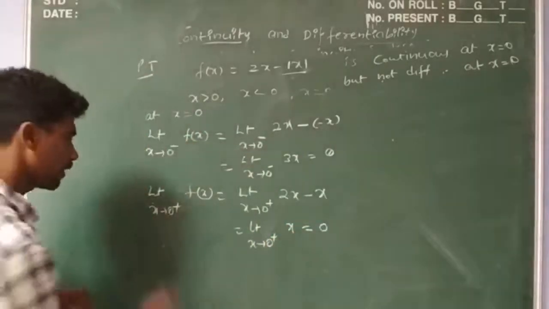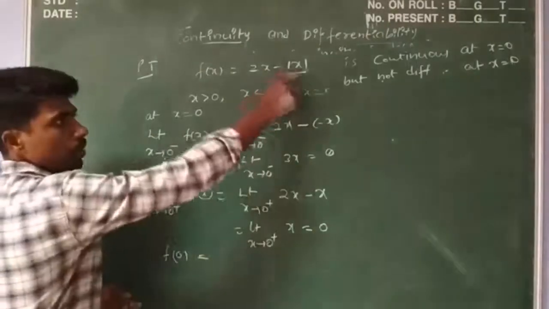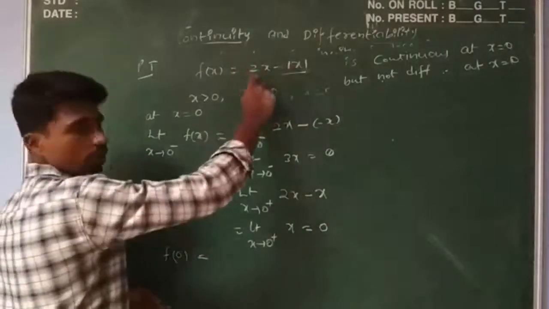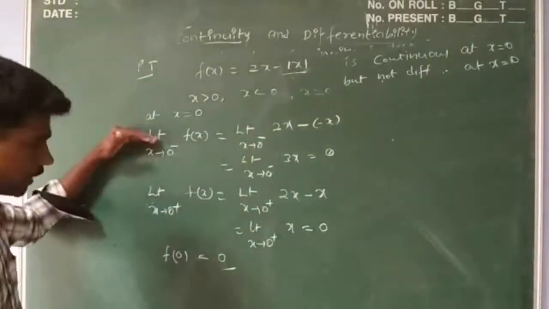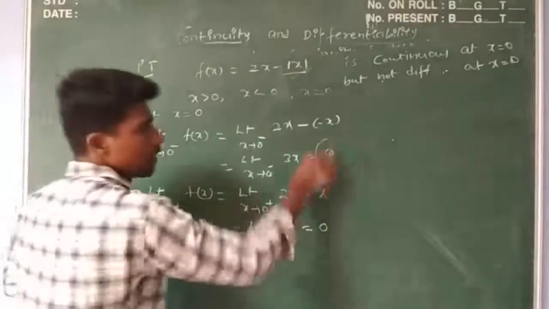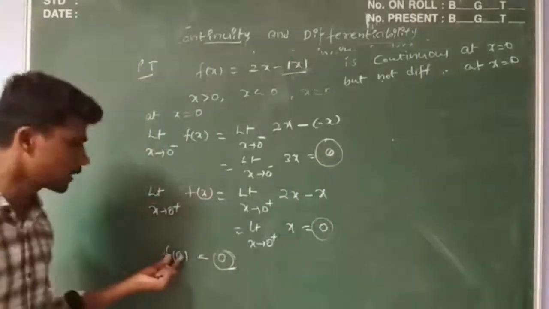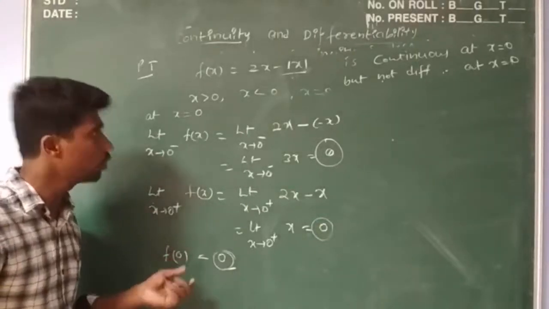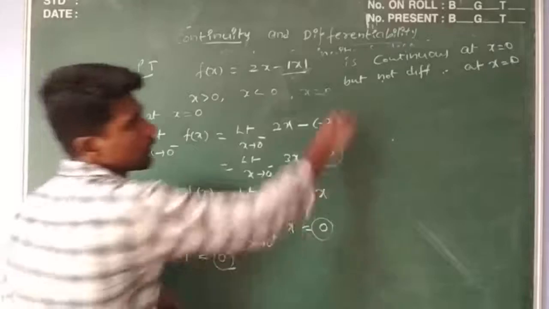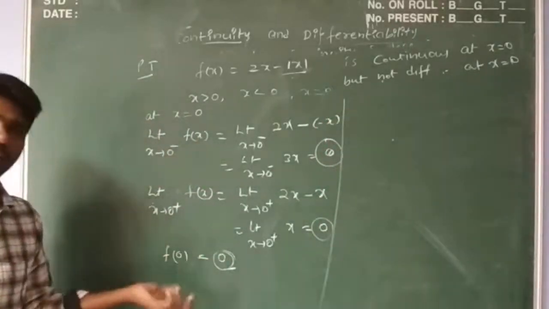Now what about f of c? Nothing but f of 0. Modulus of 0 is 0, 2 into 0 is 0. So f of 0 is 0. So the left limit is equal to the right limit, which is equal to the value of the function at c, that means at 0. So we can say the given function is continuous at x equal to 0.